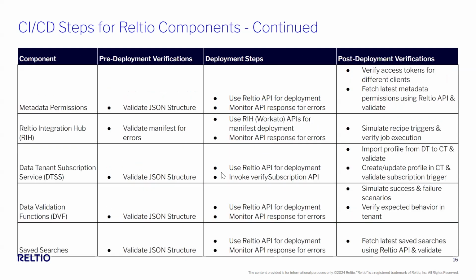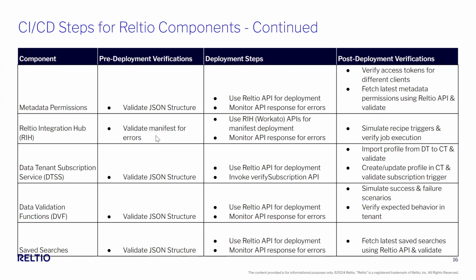Metadata permission is also a JSON, so in the interest of time, I'll skip it. It's similar to L3 and RDM. You have to do JSON verification and use the Reltio API for deployment. For RIH, it's different. RIH deployment is a completely different process.